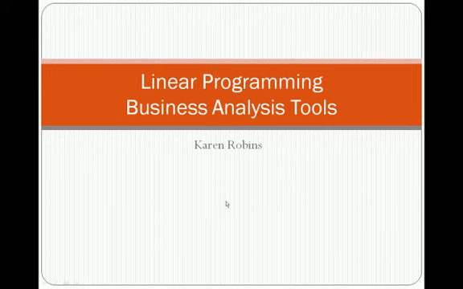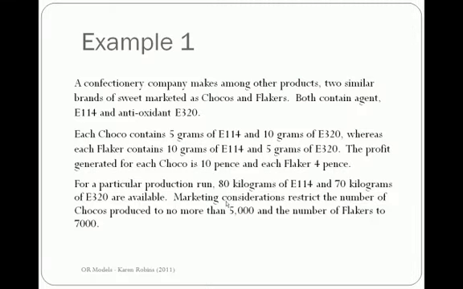This video is linear programming and sensitivity analysis. Example 1 talks about Chocos and Flakers. It talks about restrictions or constraints of E114 and E320, and it also talks about constraints of the number produced of Chocos and Flakers. So Chocos and Flakers have money attached to them, and therefore these are our decision variables. How many of each of these should we make?